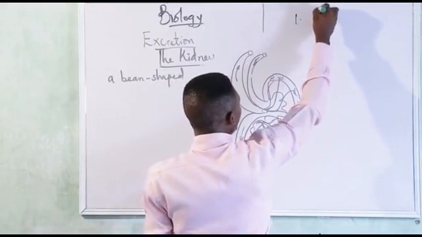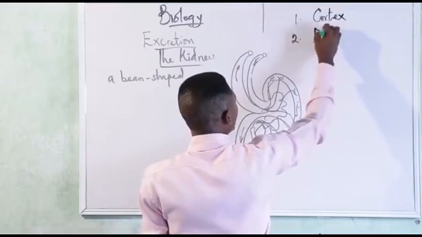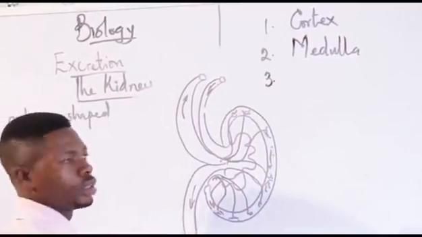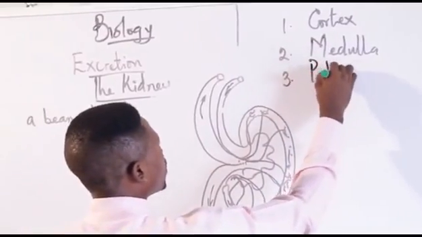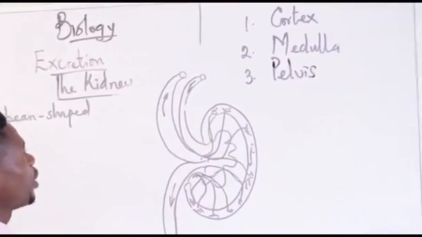Number one, you have the cortex. Number two, you have the medulla. Then number three, you have the pelvis. The cortex, the medulla, and the pelvis.